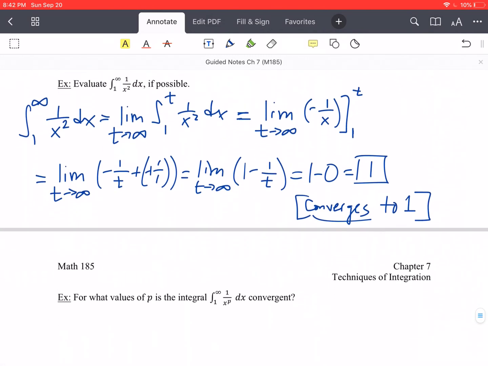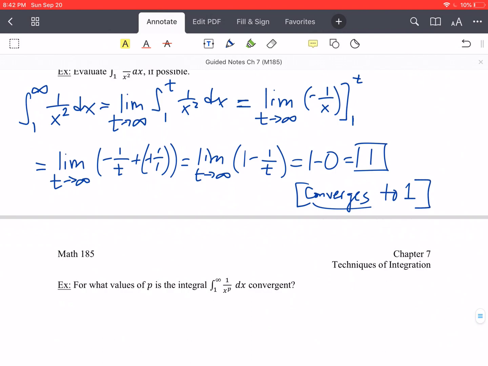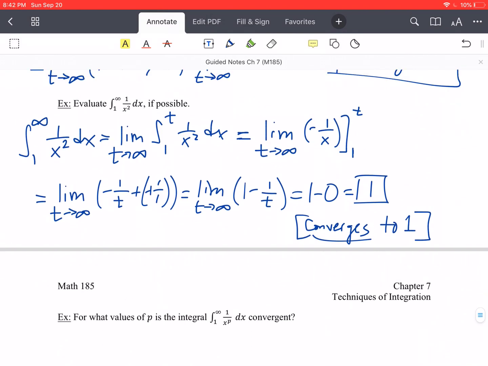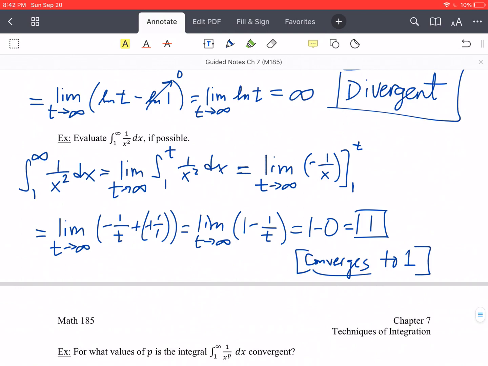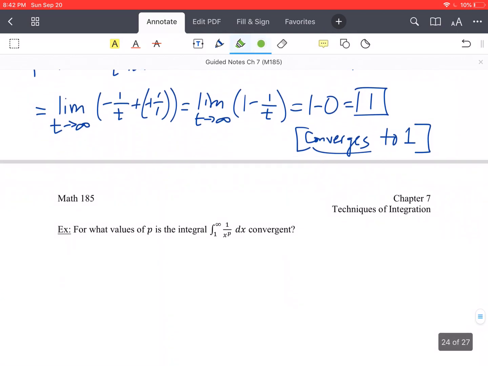So let's look at this next one. This next one is a little more of a proof. We've already seen two examples, 1 over x and 1 over x squared. Now consider the function 1 over x to the p, 1 over x raised to a power, where p is just some real number. The question is, for what values of p is this integral convergent?